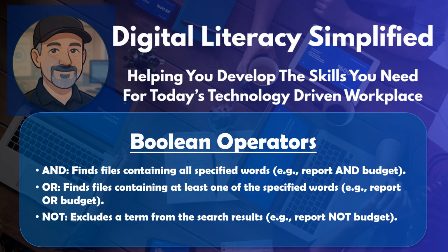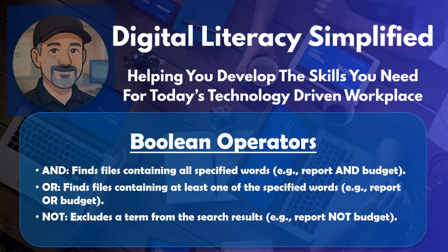We can also use Boolean operators to do our searching. AND finds files containing all specified words. So in the example here, report AND budget would return all files with report and budget in the title. OR finds files containing at least one of the specified words. So example here would be report OR budget.